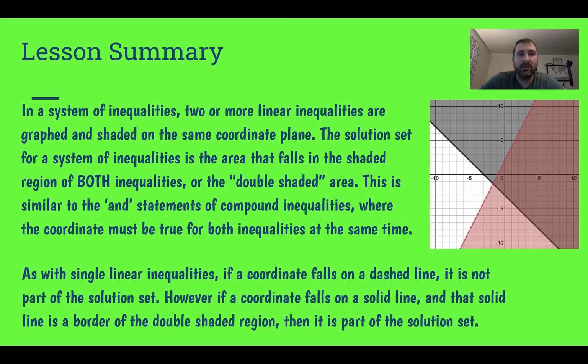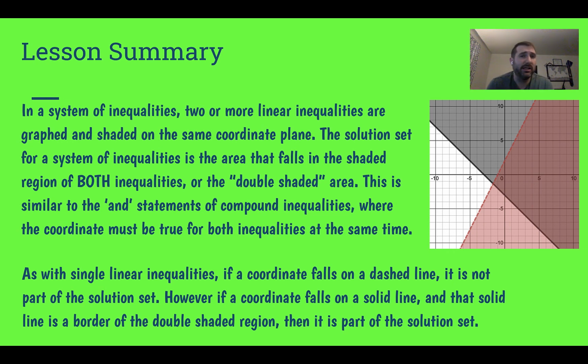In this lesson, we learned about systems of inequalities, where it's two or more linear inequalities graphed and shaded in the same coordinate plane. Your solution set is where it's true for both inequalities, and this is the double shaded area. This is similar to the AND statements for compound inequalities, where it must be true for both things at the same time.